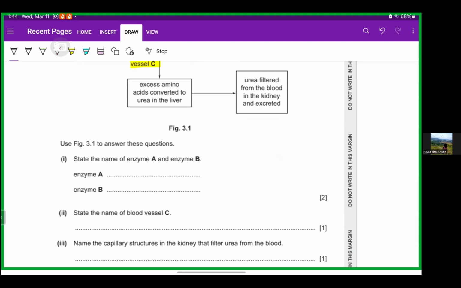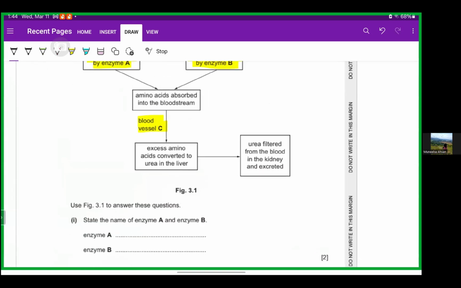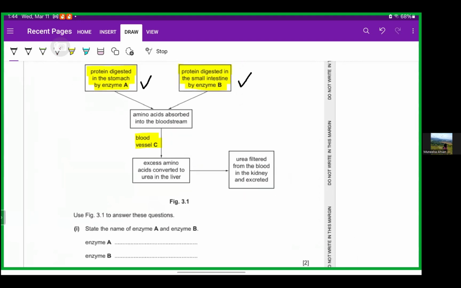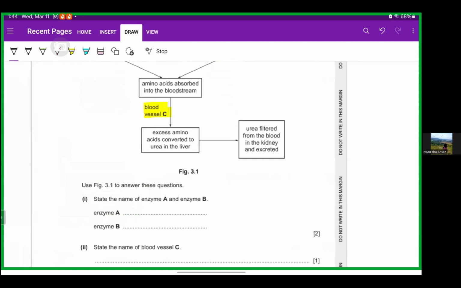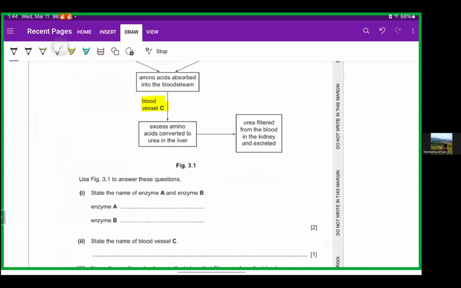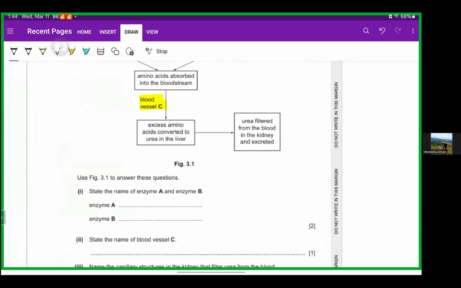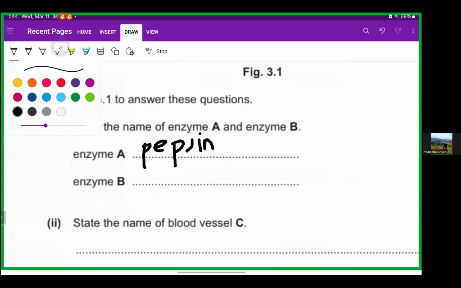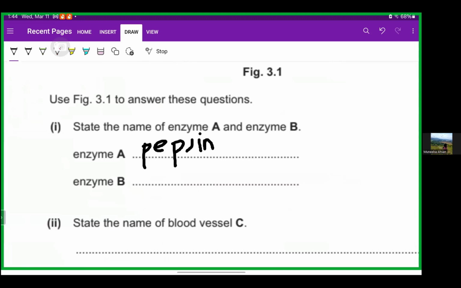State the name of the enzymes A and B. So you know that enzyme A is acting in the stomach and enzyme B is acting on the proteins in the small intestine. So you know that in the stomach only pepsin is present, right? So A must be pepsin. And for enzyme B, we have trypsin because that is present in the small intestine.